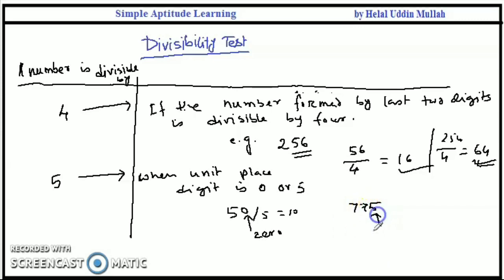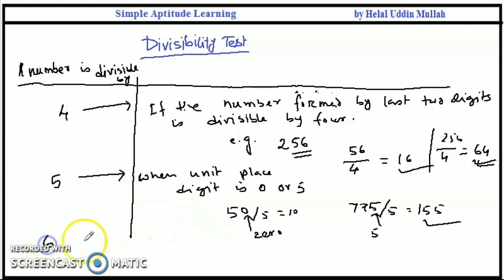So the unit digit is 5, so it should be divisible by 5. And then if we check, we can divide it: 775 divided by 5 is 155. So yes, 775 is divisible by 5. So this shortcut will work here.